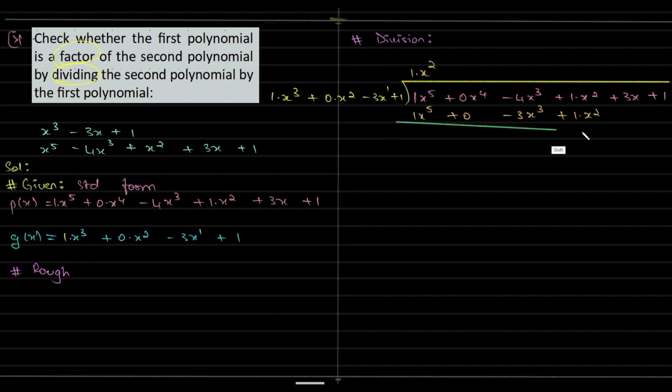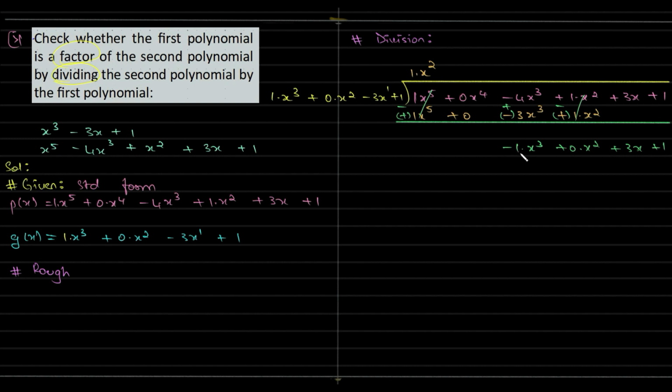So we have to draw the line and change the sign. So this gets cancelled and we have minus 1x cube. This x square gets cancelled, so this is 0x square. Then you just have to copy the remaining terms.